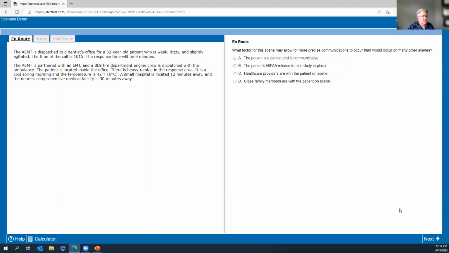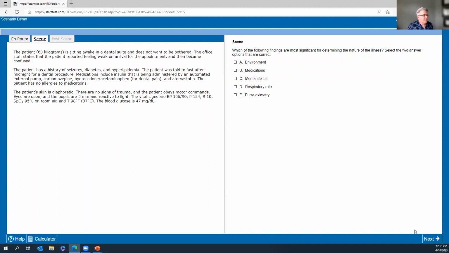I would also now go to my 3rd item, and this is multiple choice. There are 3 or 4 options. It says, what factor for this scene may allow for more precise communications to occur than would occur on many other scenes? And so again, here's your communication item. The answer here is, being that we're on scene at a dentist's office, we have a dentist, probably some hygienists and others. We probably have access to medical records, and so we probably have a wealth of information about this patient. So I'm going to pick letter C that says healthcare providers are with this patient on scene. So we probably have good information.